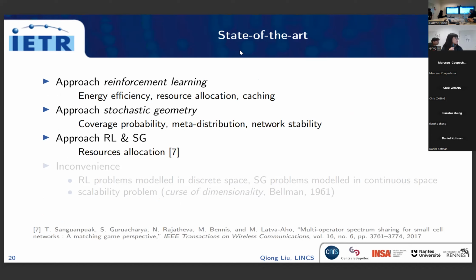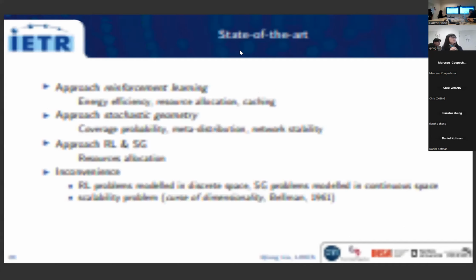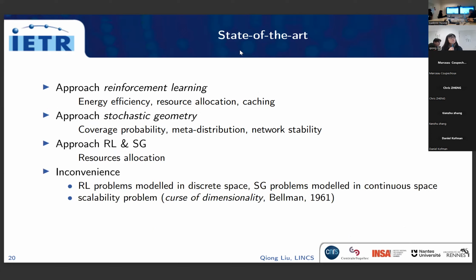The author studies the resource allocation problem for small cell networks using a game perspective, but they didn't set any queues in the network. The inconvenience here is that the reinforcement learning problem is always modeled in a discrete space, and the statistical geometry problems are modeled in a continuous and stochastic space. Also there are scalability problems, because statistical geometry problems always involve hundreds and thousands of transmitters and receivers in the network. It will make the state space of reinforcement learning quite huge.